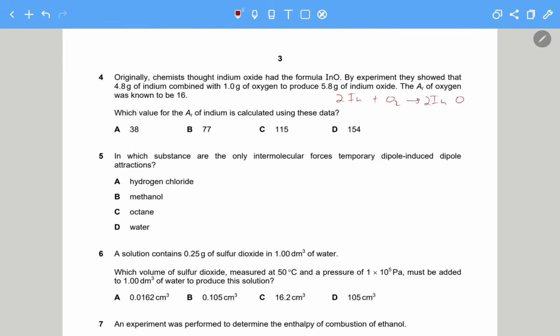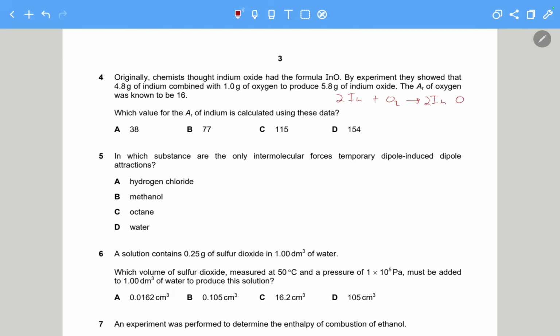And we know from this equation that the number of moles of indium should be equal to the number of moles of indium oxide, because they're in a 1:1 ratio. So when 4.8 grams of indium combined with 1.0 grams of oxygen, we get 5.8 grams of indium oxide. And what we do in this question is that first we need to figure out which one is the limiting reagent. So we don't know the mass of indium, and therefore I don't think they would expect us to get the limiting reagent.